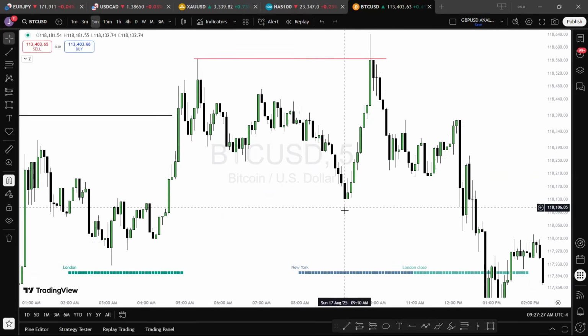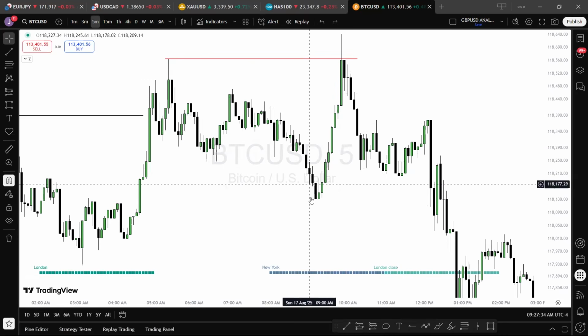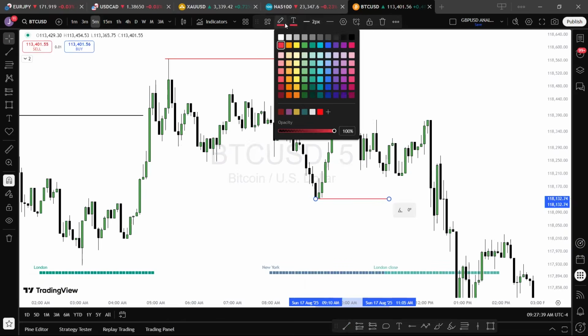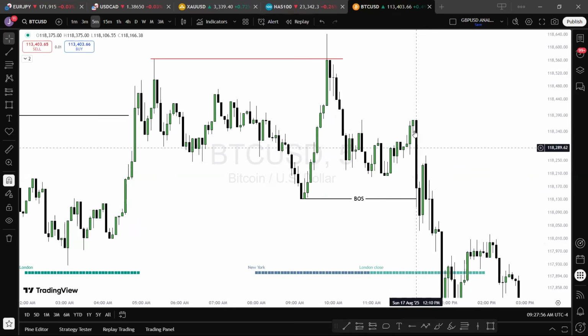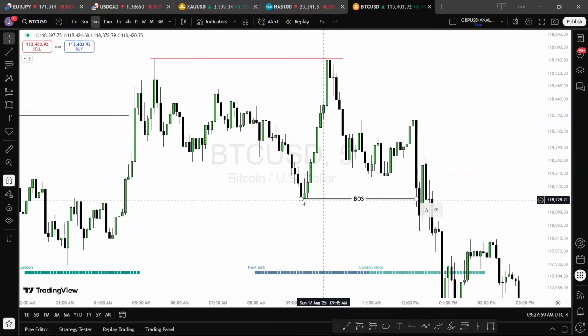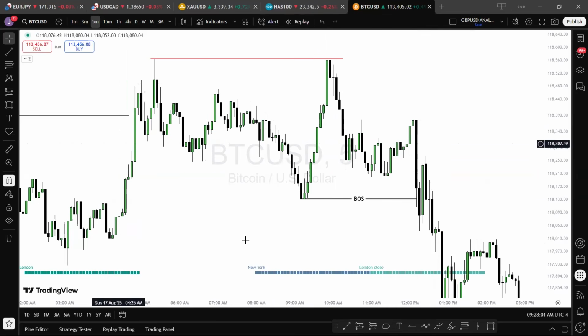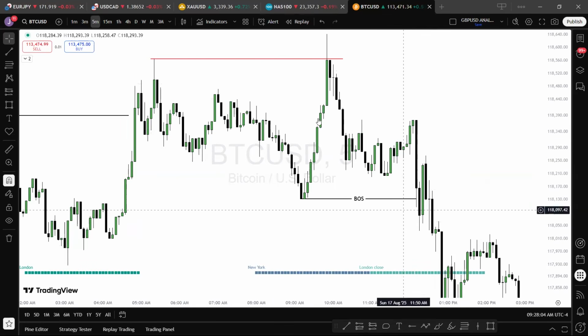So you can see how price rallied higher. When we see this, we want to mark the low that took liquidity. So here's the low that took liquidity. And then you can see how price broke this low. So this is a break of structure. Here we have a confirmed market shift.